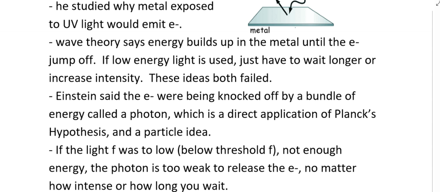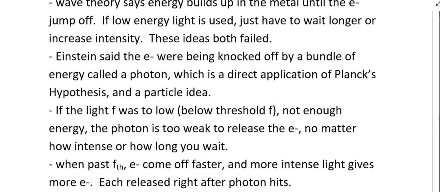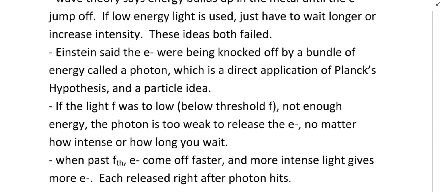Now, if you get past that threshold frequency, you will start getting electrons moving because you've got enough energy. And if you keep on going past the threshold frequency, the electrons actually come off faster and faster. And if you use brighter or more intense light, you actually get more electrons coming off. And there's no waiting. This happens right after the light actually hits the material. Okay, so this was the basic idea.